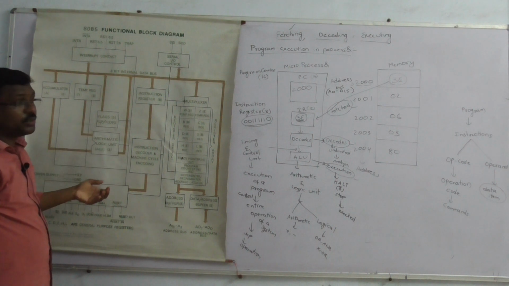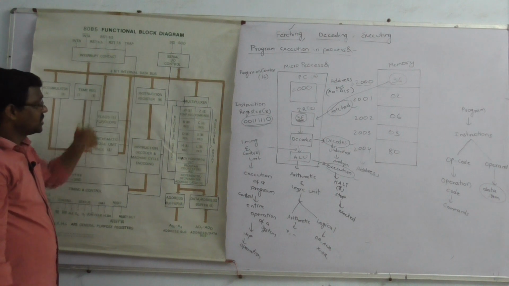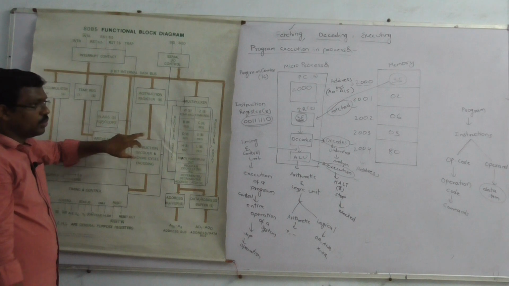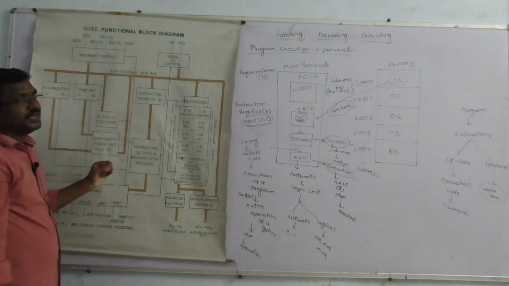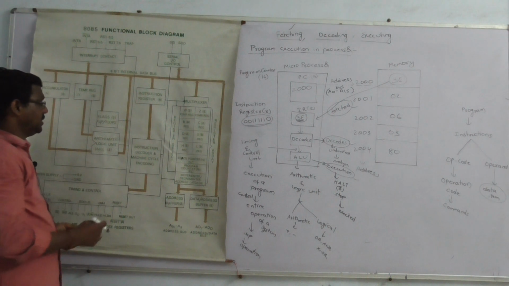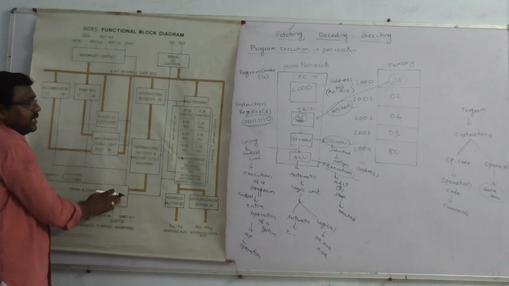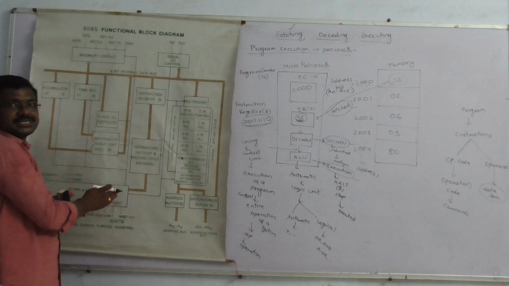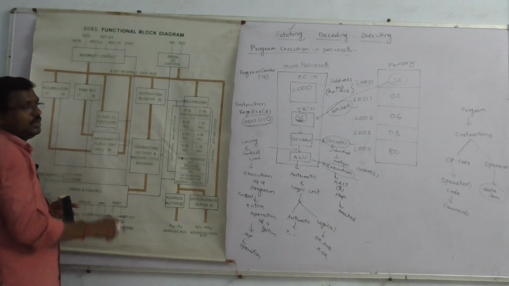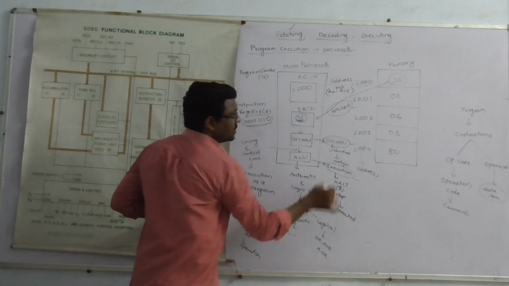What does the decoder do? The decoder decodes the information present in the instruction register. It does the decoding, understanding or analyzing of the information. And next one, timing and control signals. Timing and control signals generate the signals for the microprocessor so it can perform the operation. The microprocessor can do the fetching, decoding and execution.